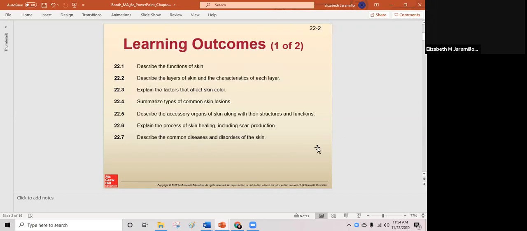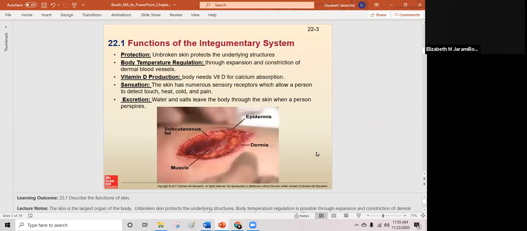Your objectives for this chapter are to be able to describe the functions of the skin, describe the layers of the skin and the characteristics of each layer, explain the factors that affect skin color. So what makes our skin color darker or lighter. Summarize the types of common skin lesions, describe the accessory organs of skin along with their structures and functions, explain the process of skin healing, including scar production, and describe the common diseases and disorders of the skin.